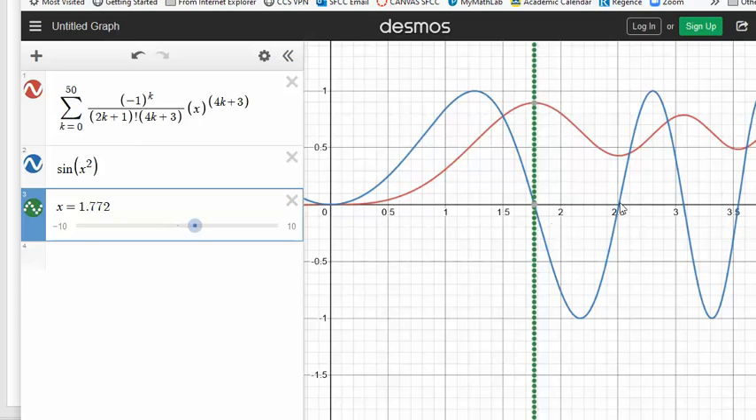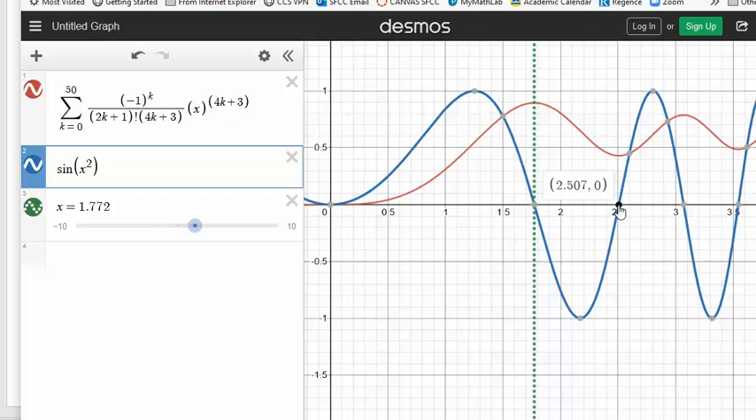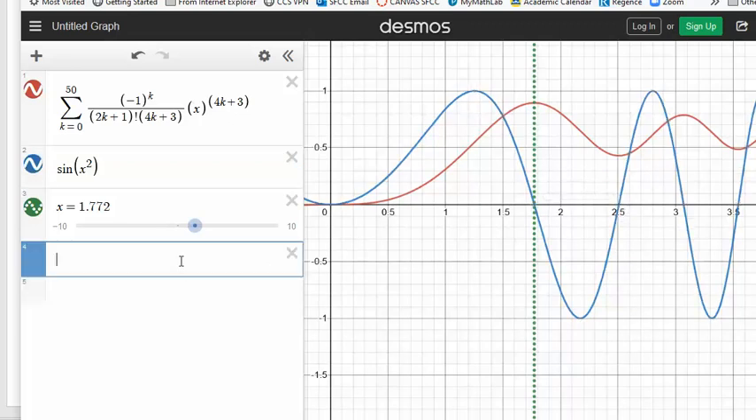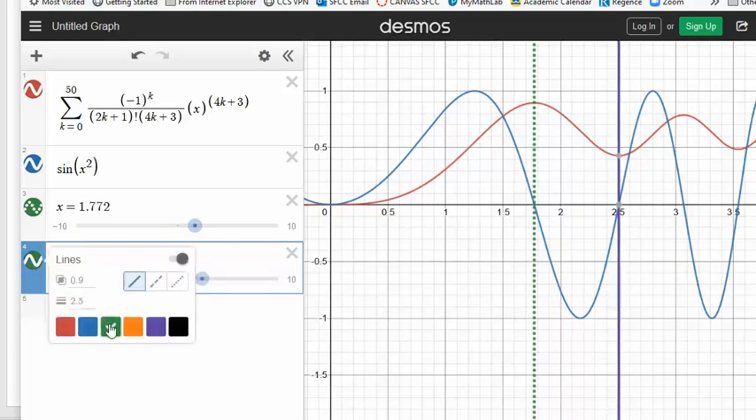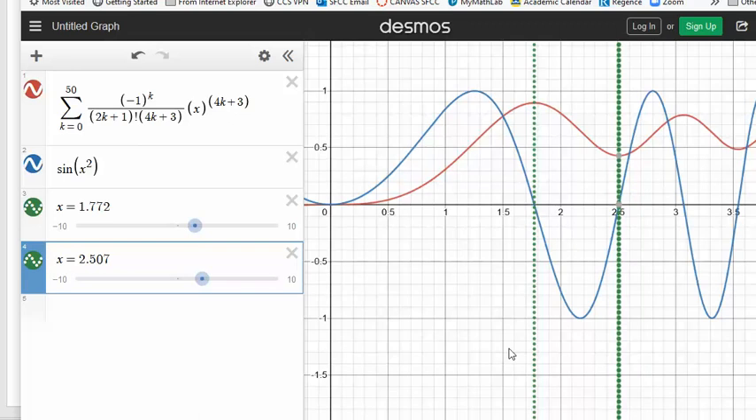And then what happens over here somewhere, right around x equals 2.507? Let's make that green and dotted. That's another point where now I start adding on area. So now my total area is going to start to increase. And we see this relationship here.